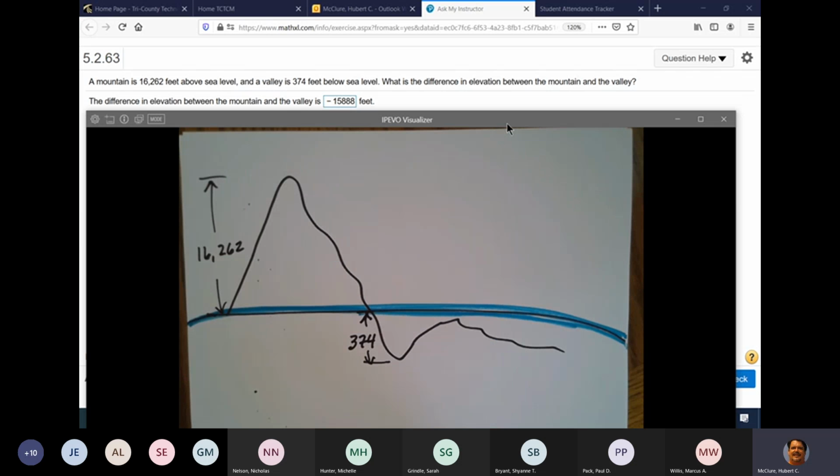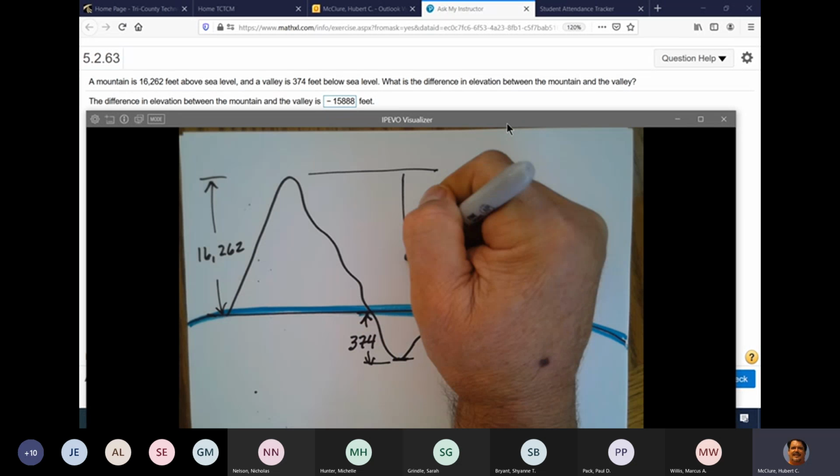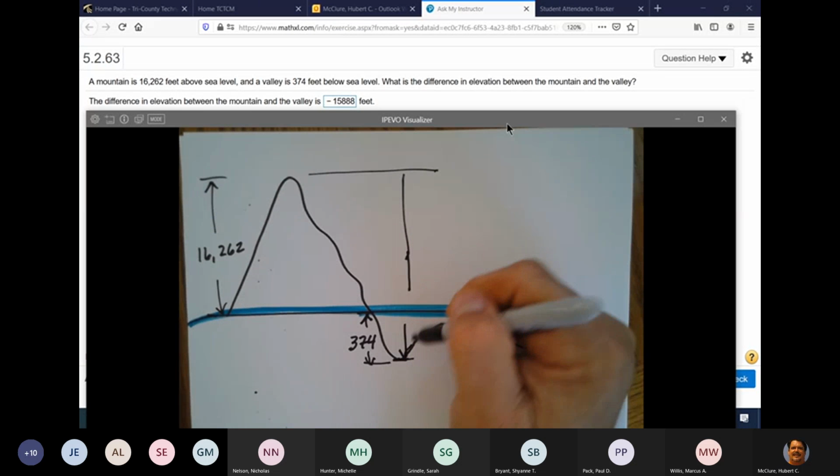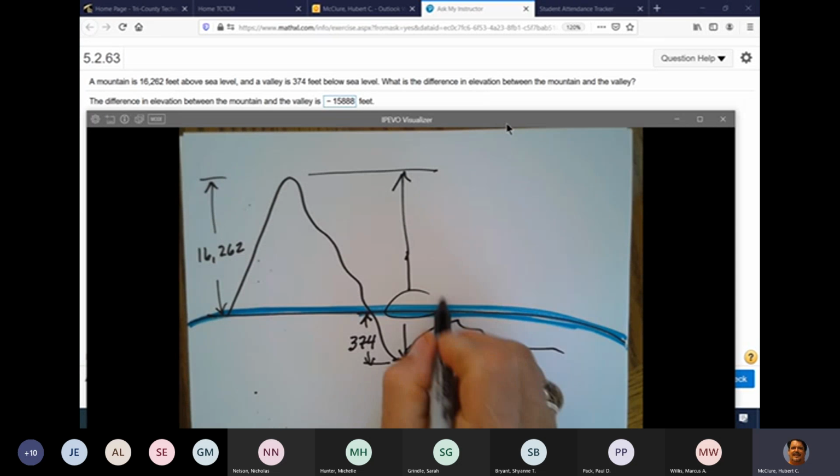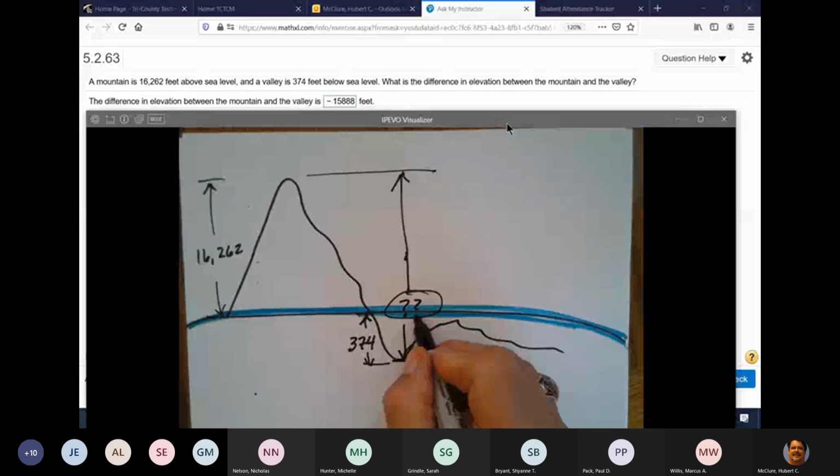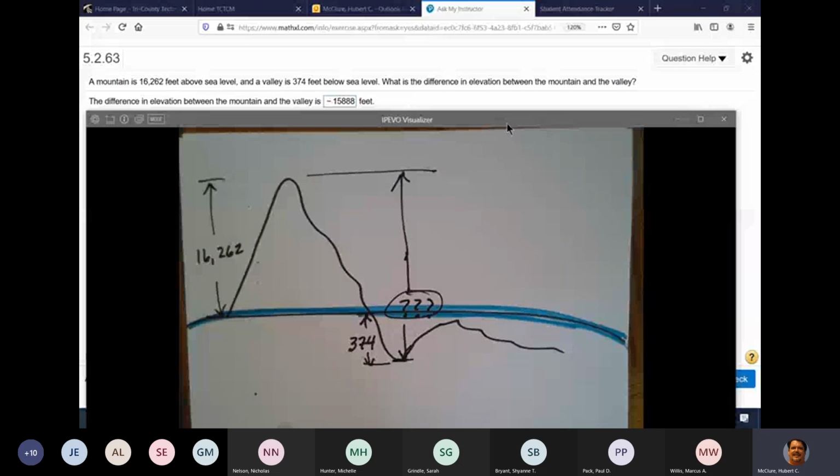And what is the difference in elevation between the top of the mountain and the bottom of the trench or whatever it's called? So we need that number right there. Y'all are impressed with my graphic skills, aren't you? All right, so somebody tell me, what am I going to do with those two numbers? You're going to take the negative 374 minus 16,262. Actually, I'm just going to add the two numbers because we're dealing with what here?